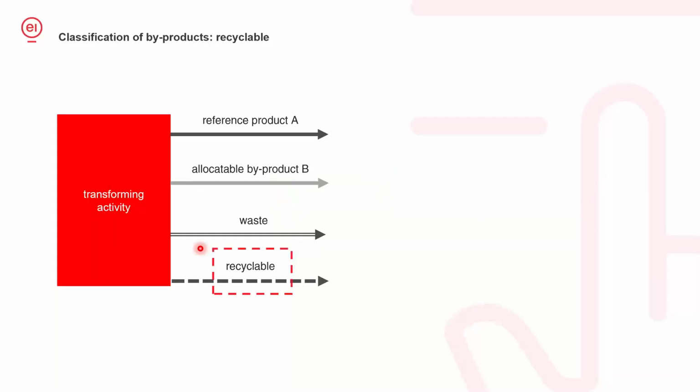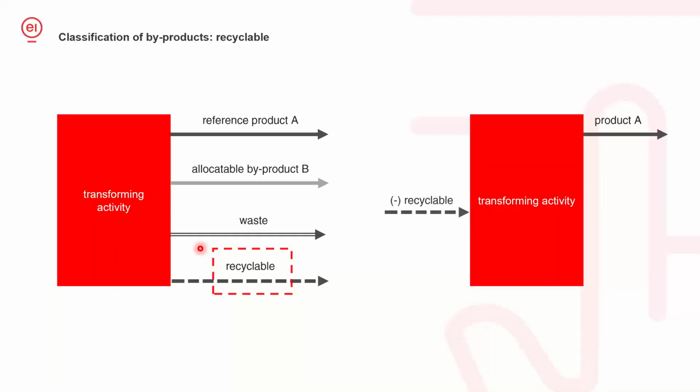And the third type of products that we have in the database are recyclable products. These are products with low economic value. However, the difference with waste is that here it makes sense. There is an incentive in collecting these recyclable products and using them again in a secondary life cycle. Here again, for modeling purposes, recyclable products are modeled as negative inputs in the activity producing them.